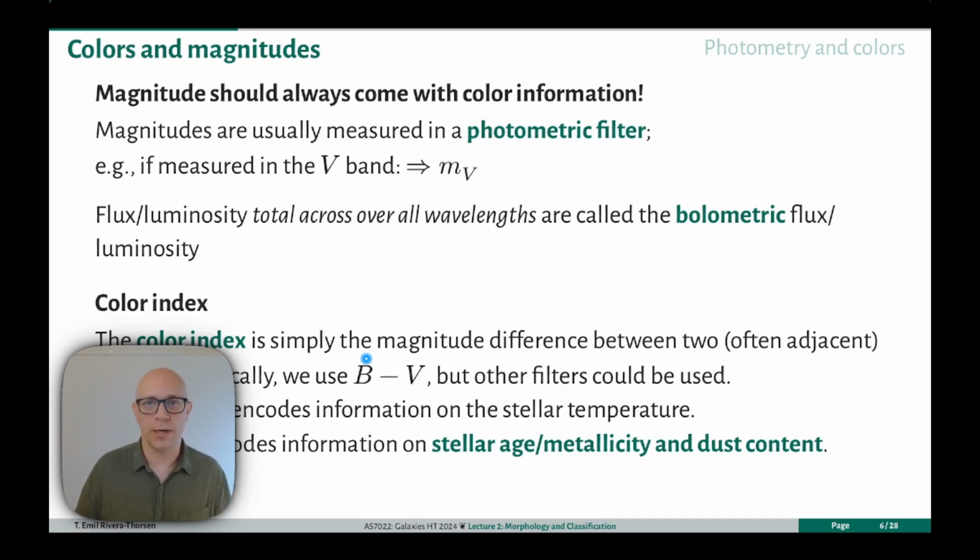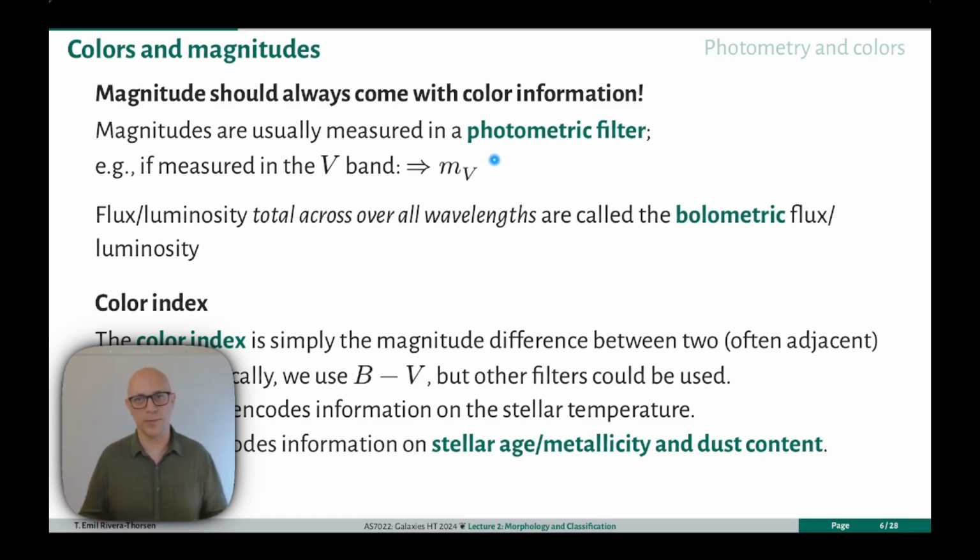So magnitudes are, as you know, usually measured in a photometric filter. And if we measure a magnitude in the V band, for example, we denote it MV, or we can also do it MR or MI or MUV, depending on which filter we are measuring it in.